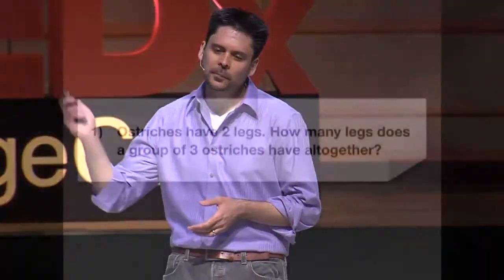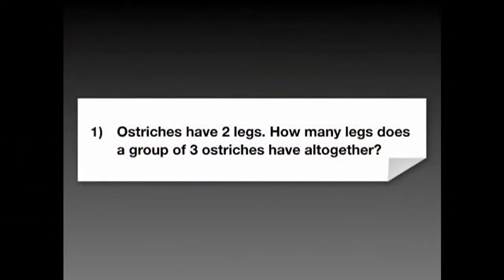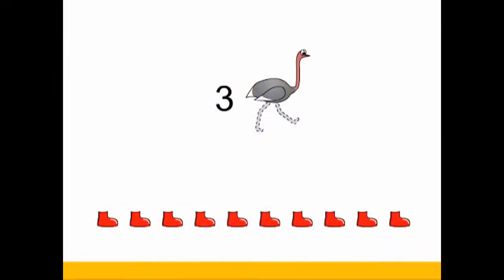Okay, so this works for shapes, but what about things like word problems? I mean, how can we do those without words? Well, here's a typical word problem from a second-grade textbook. Ostriches have 2 legs. How many legs does a group of 3 ostriches have altogether? We can translate this into a completely word-free problem.